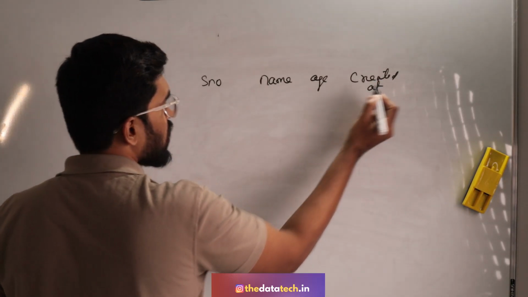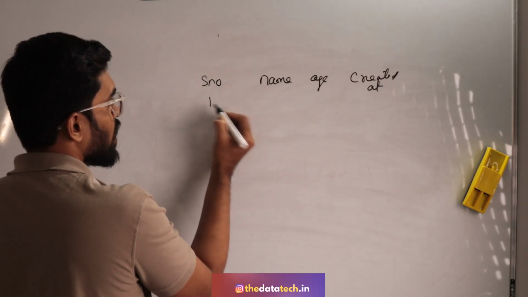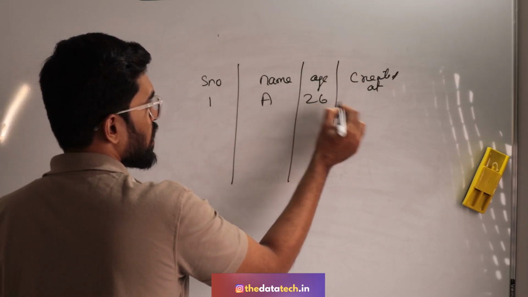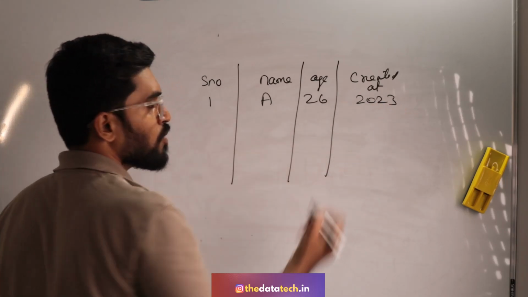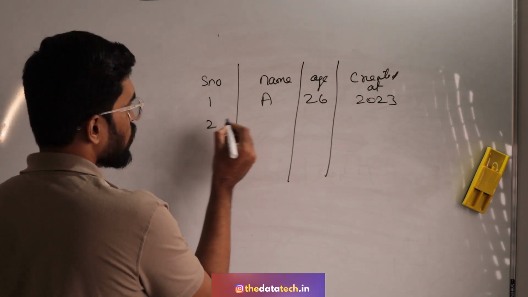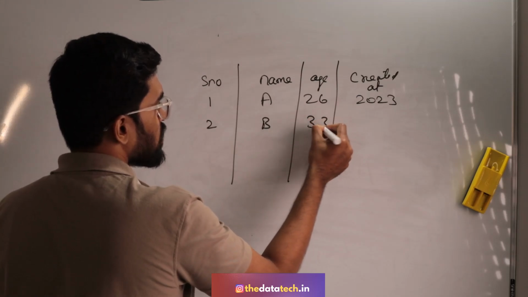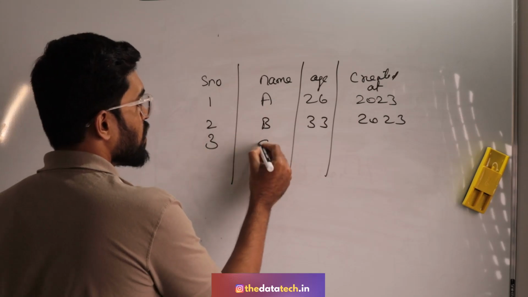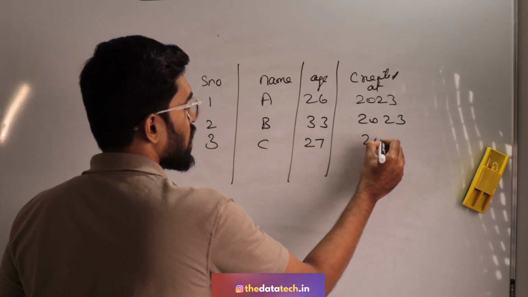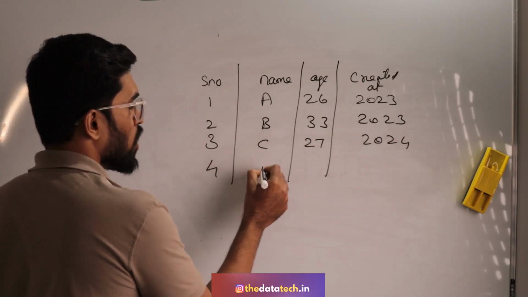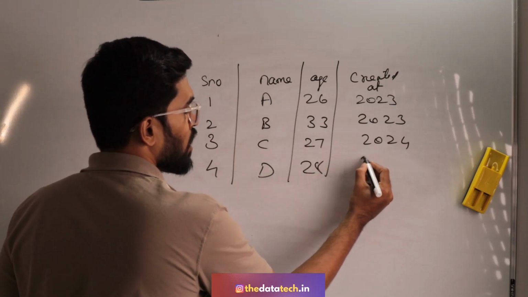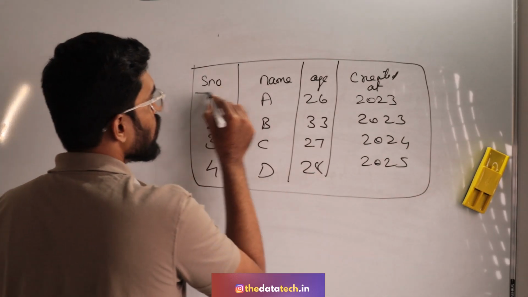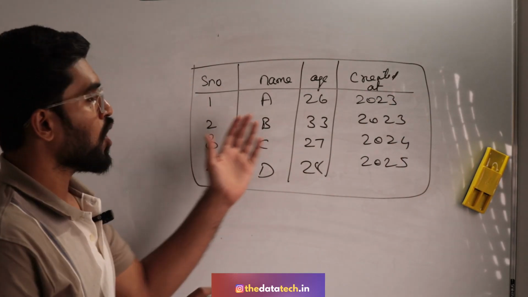This column shows when a particular row got created. Serial number 1, name A, age 26. This record was created in 2023. Then 2, B, 33 is the age. This record is also created in 2023. Third record C, which is 27, created in 2024. And the fourth record is D, whose age is 28, created in 2025. So I have 4 rows and 4 columns, right?